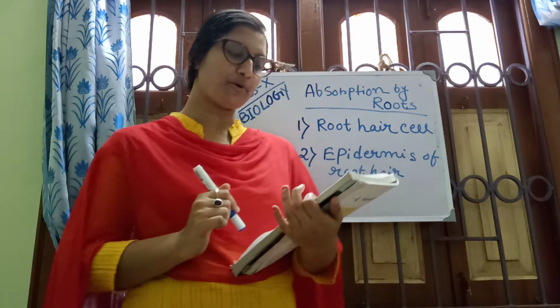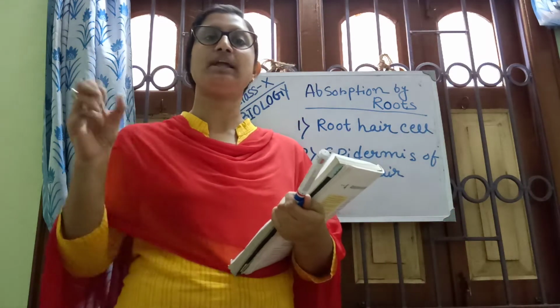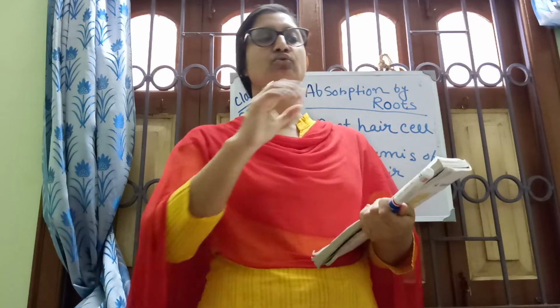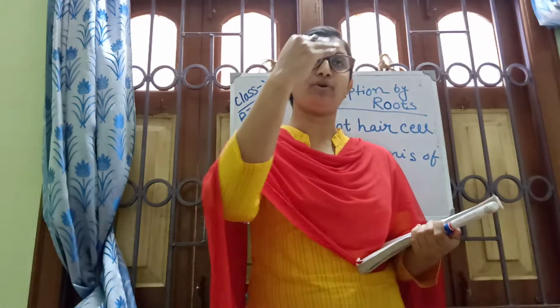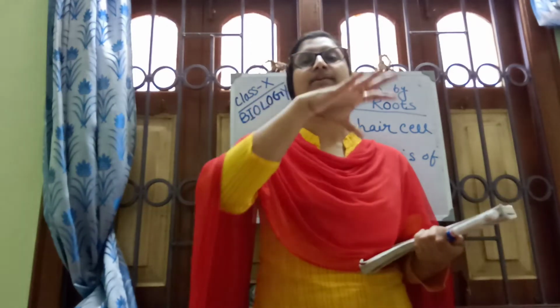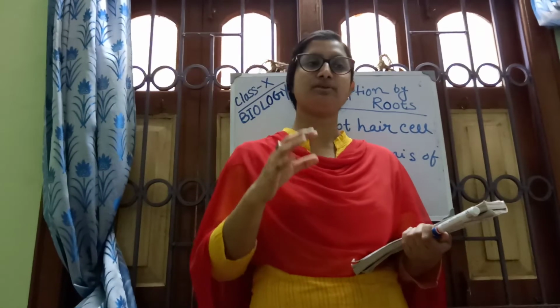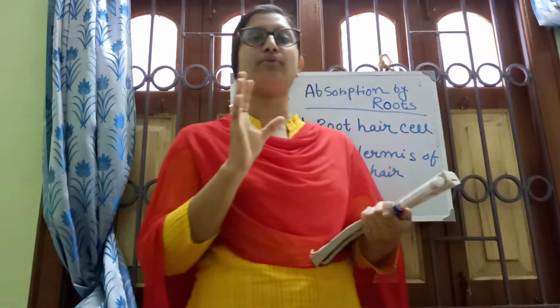Then the question: how do absorption and conduction of water and minerals occur? Not only absorption, conduction also occurs. At first, the root absorbs the water and minerals. Then the water moves from one cell to another, deeper cell. Then it moves from the stem to different parts of the plant. Many processes are followed in the plant.